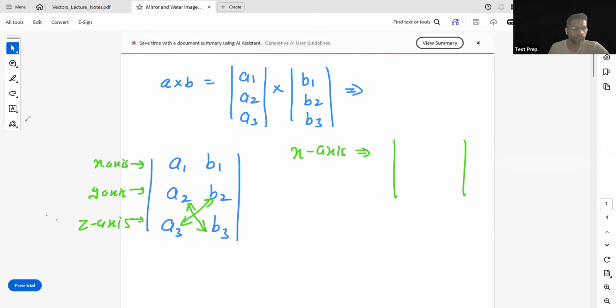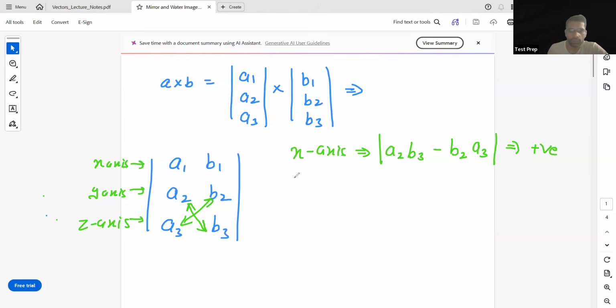X-axis which is equal to A2 into B3 minus B2 A3. And there is a mod sign, not the bracket. Now, do you know the meaning of this mod? Whether you get the value of this one negative, the mod is given, so you will definitely get the value in positive.